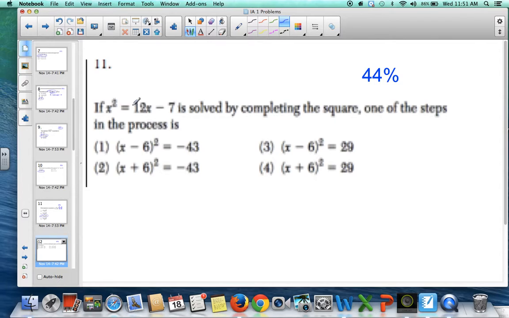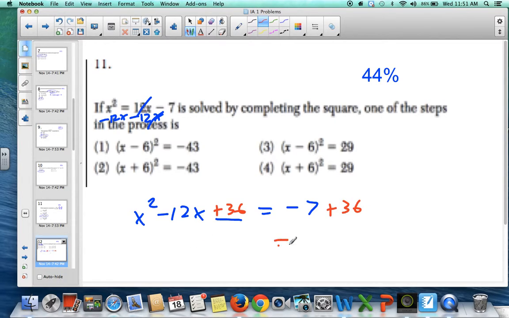This one, people struggled because the 12 was on the opposite side. So I would rewrite this. I would subtract 12x from both sides. So I'll have x squared minus 12x, leave a space, equals negative 7, because these are going to cancel from that side. And then the number that we're going to put in here will be plus 36, half of 12 squared. So over here I got to put plus 36. So the right side becomes 29. And the left side, we take half of this number, which is negative 6, and then square. So that's the answer there, number 3.